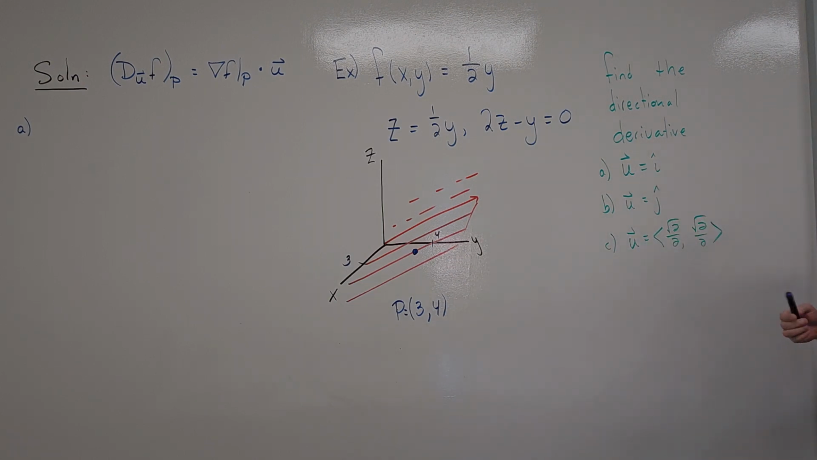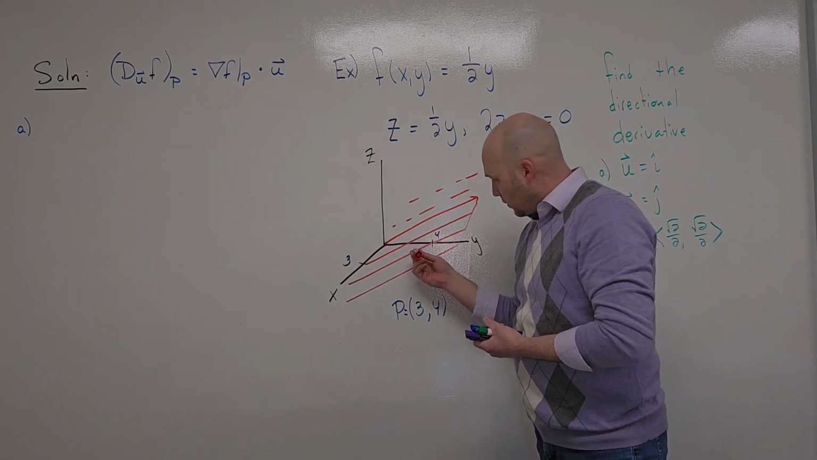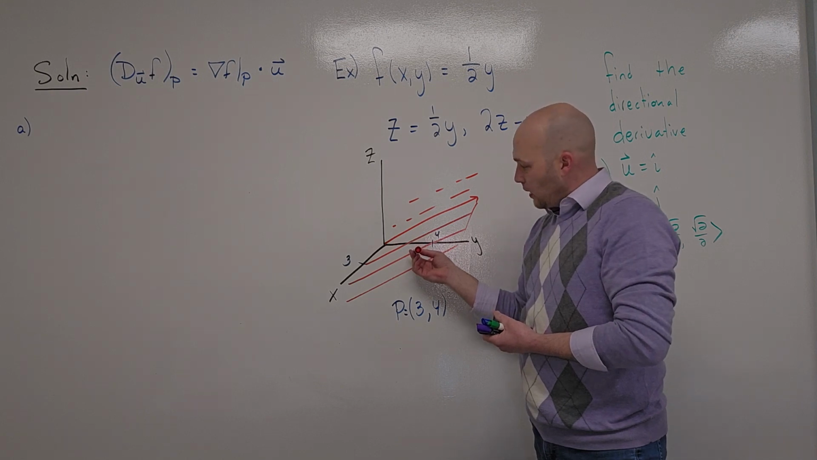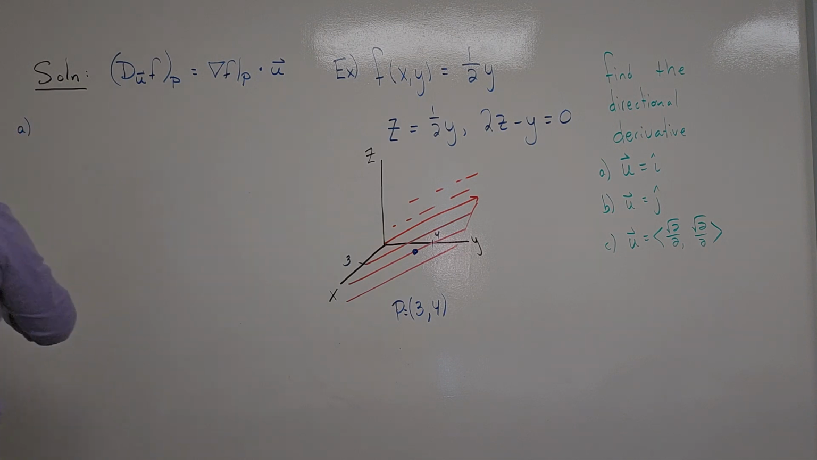direction of i. So in other words, for part A, we are going to be going in the direction that is perpendicular to the YZ plane. In other words, going along the x-axis. Okay?